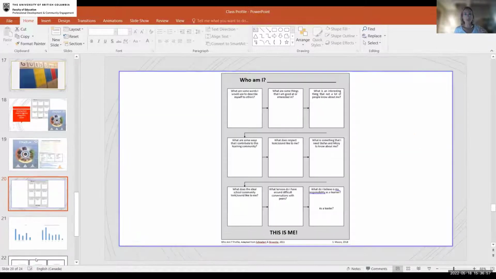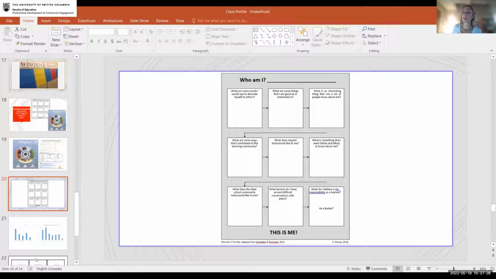So we did a class profile, but we actually designed it with the values. We designed the questions around the values that we want to embed from our local holistic lifelong learning model. We still asked, what are some words I can use to describe myself? I'm good at, interested in. That's self-identity. Some ways I can contribute to the learning community. One of the values is respect: what does respect look and sound like to me? What does the ideal school community look and sound like to me?